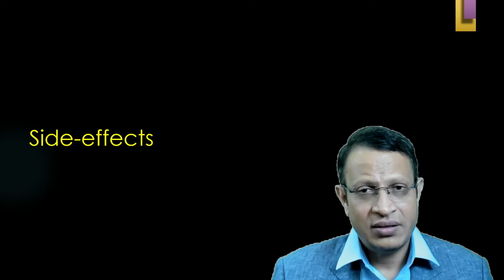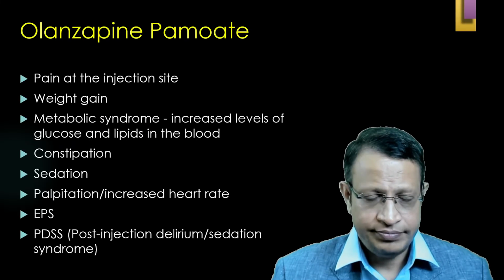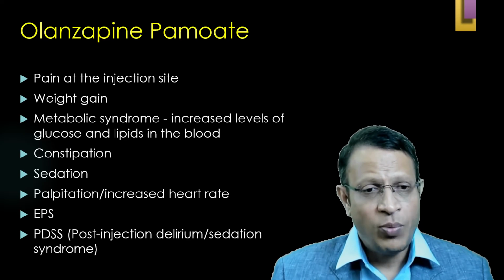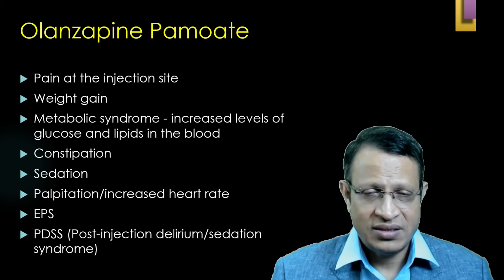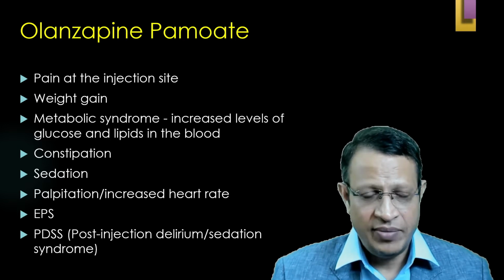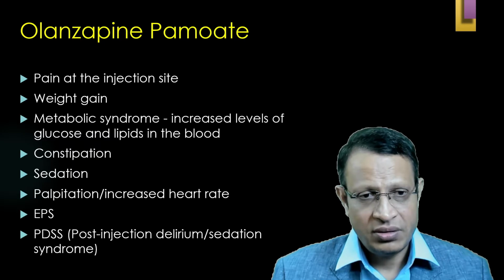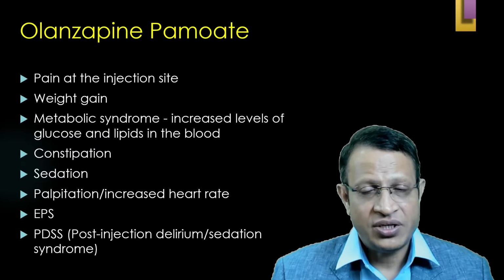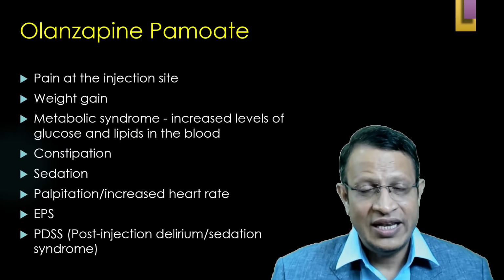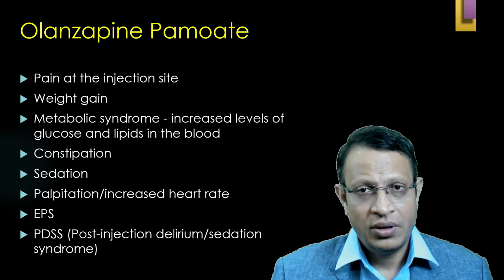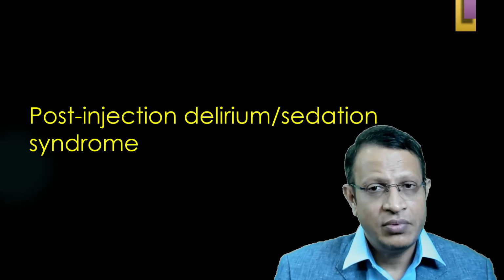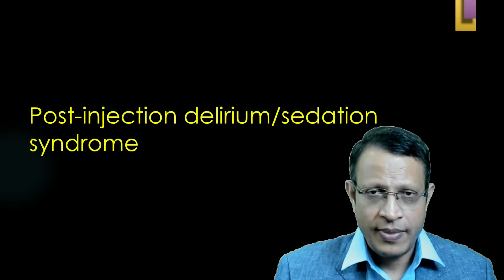What are the side effects of olanzapine injections? Pain at the injection site, weight gain, metabolic syndrome such as glucose intolerance, dyslipidemia, constipation, sedation, palpitation. Extrapyramidal symptoms are very rare. Post-injection delirium or sedation syndrome is well known. Let's discuss post-injection delirium or sedation syndrome.